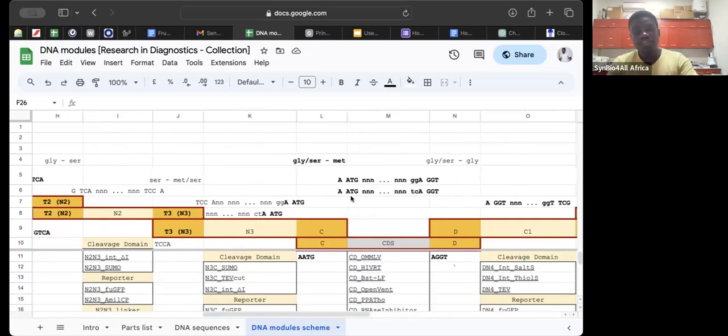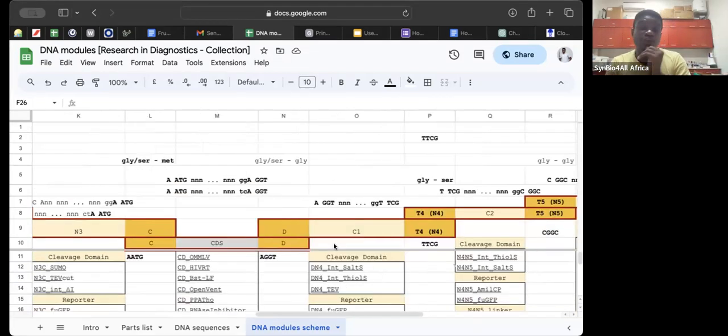So you can choose to use any of this stuff here, but in this coding sequence, for example, if you want to produce vitamin B12, what you have to do is go and find the protein sequence, the sequence that codes for vitamin B12, and that is where you're going to put up your coding sequence here, right? And then you can choose any of the promoters, the purification tags, and the cleaves. You can choose any of them, right?